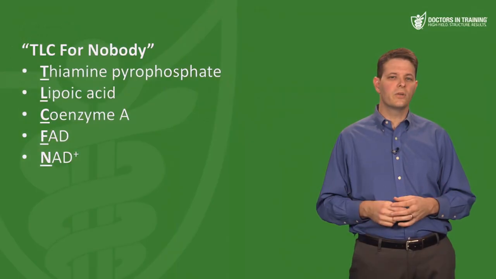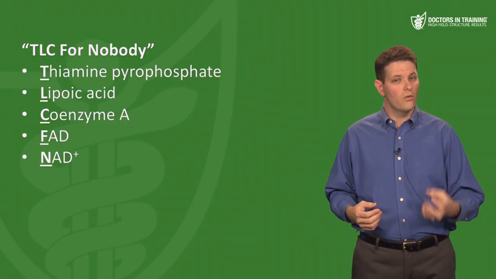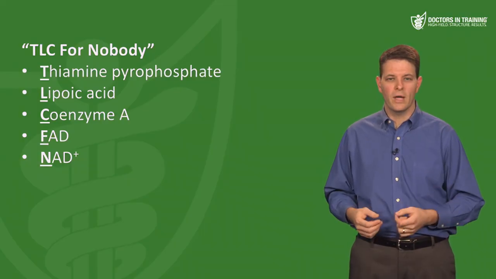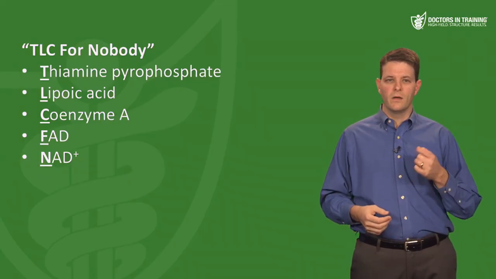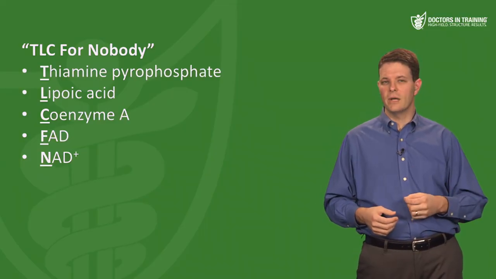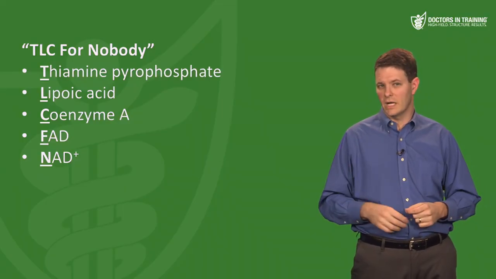And the reason that alpha-ketoglutarate dehydrogenase is a highly regulated step is that it requires the same cofactors as pyruvate dehydrogenase: TPP, lipoic acid, coenzyme A, FAD, and NAD+. So again, the mnemonic "TLC for nobody" applies to both pyruvate dehydrogenase and alpha-ketoglutarate dehydrogenase.